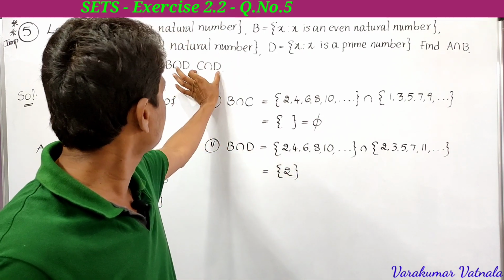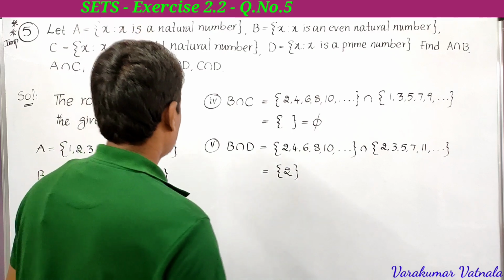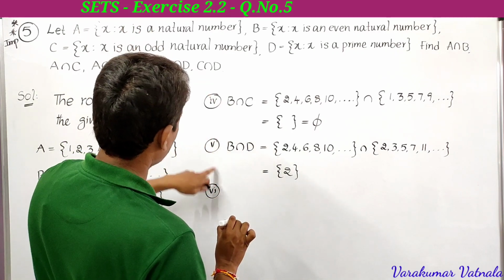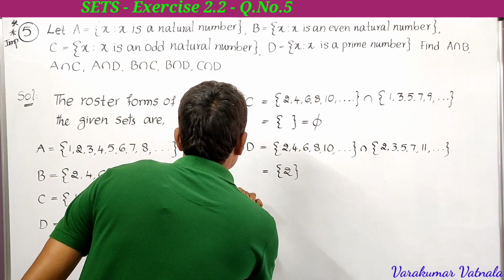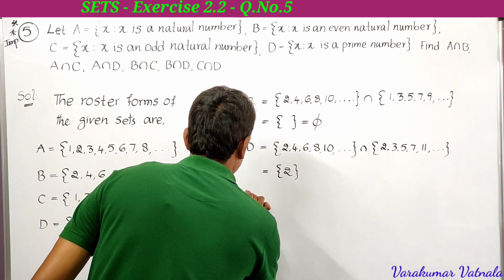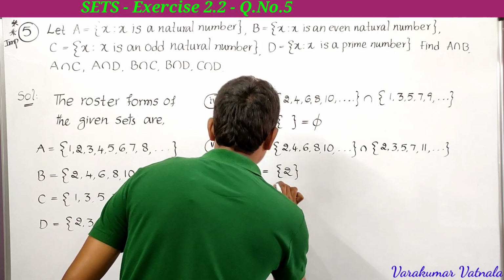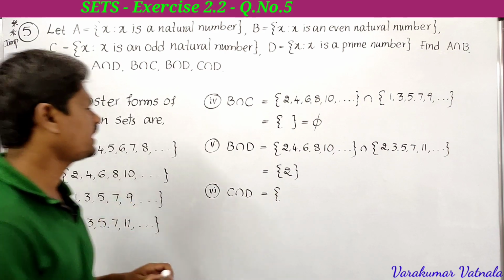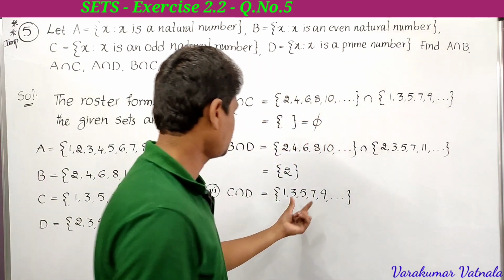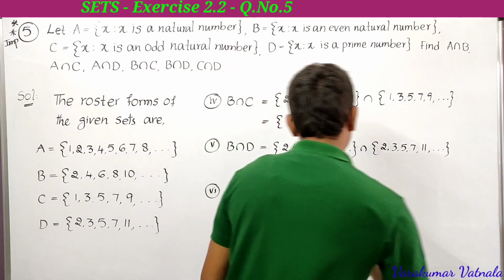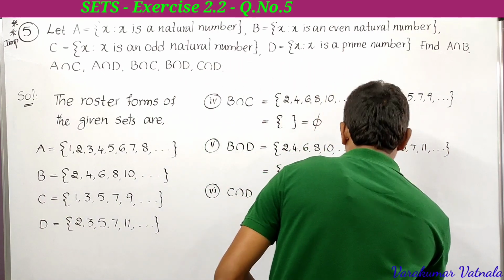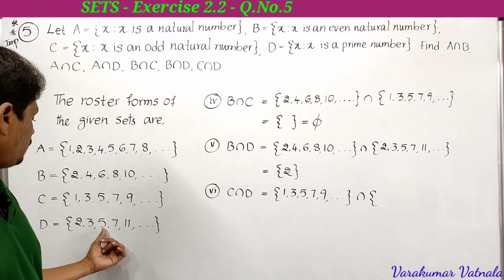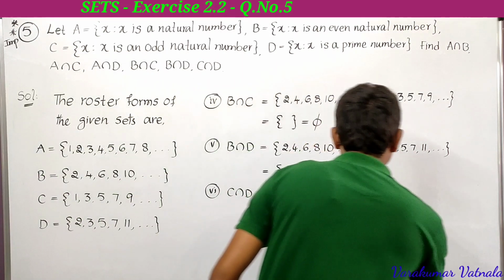Next we have to find C intersection D. Let it be the sixth one. He has given numbers, but I am writing serial numbers he has not given. C intersection D is equal to. First we have to write set C. These are the elements of set C, 1, 3, 5, 7, 9 and so on. Intersection. Next we have to write set D. These are the elements of set D, 2, 3, 5, 7, 11 and so on.